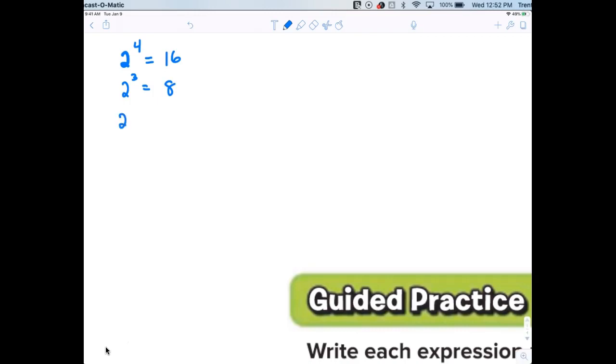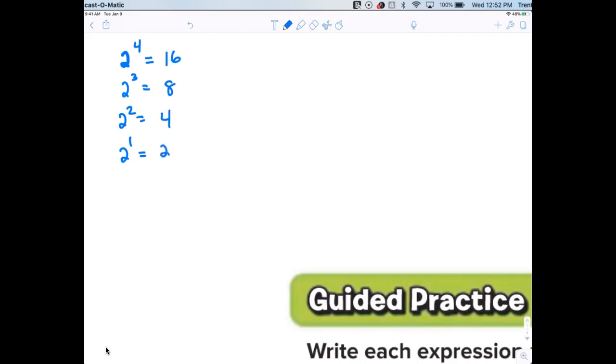2 squared, somebody tell me, what is 2 squared? Obviously, 4. Now, what's 2 to the 1st? 2. Exactly. Now, are you sure it's 2, or are you guessing it's 2? I'm sure, because I know 2 to the 0 power is 1.